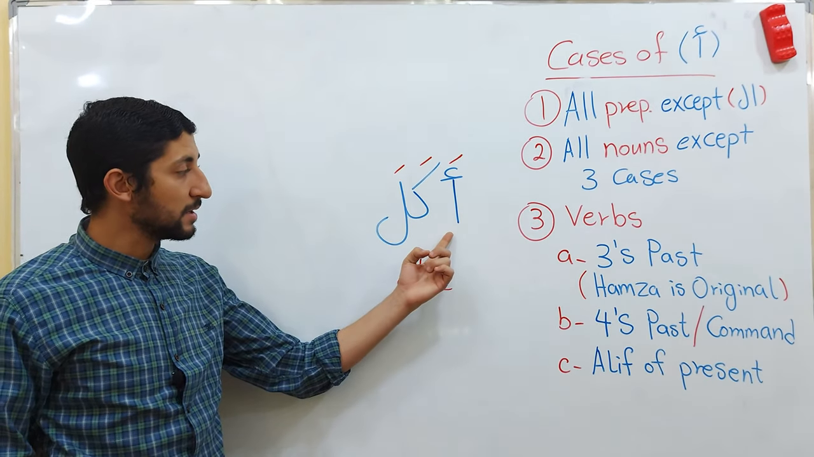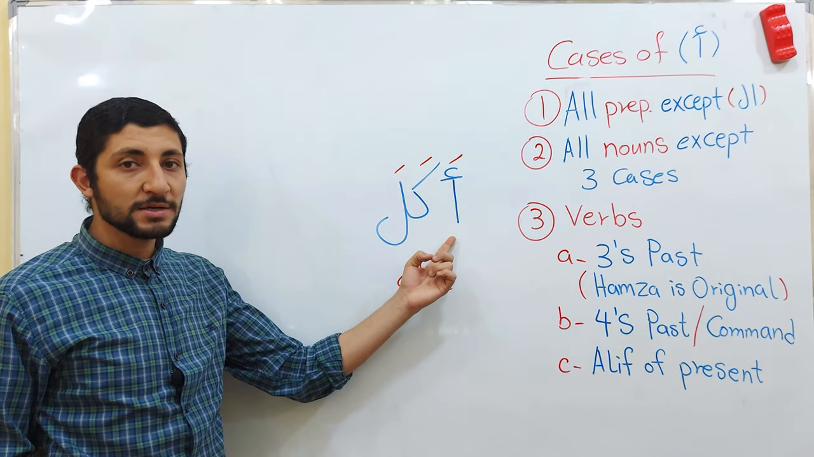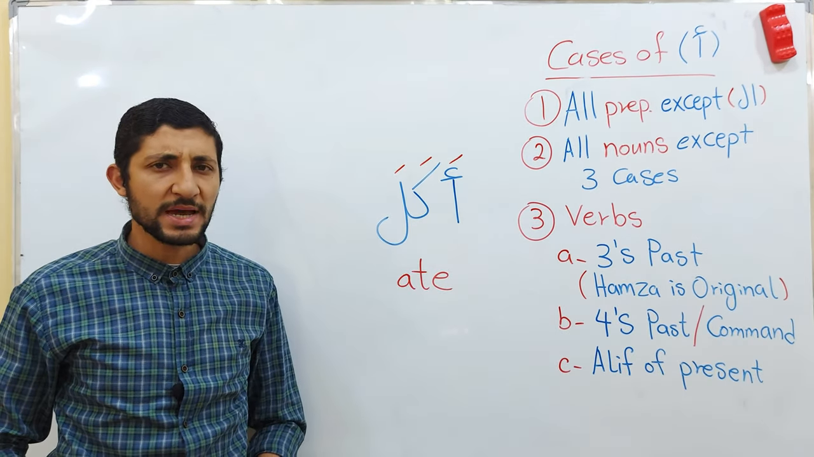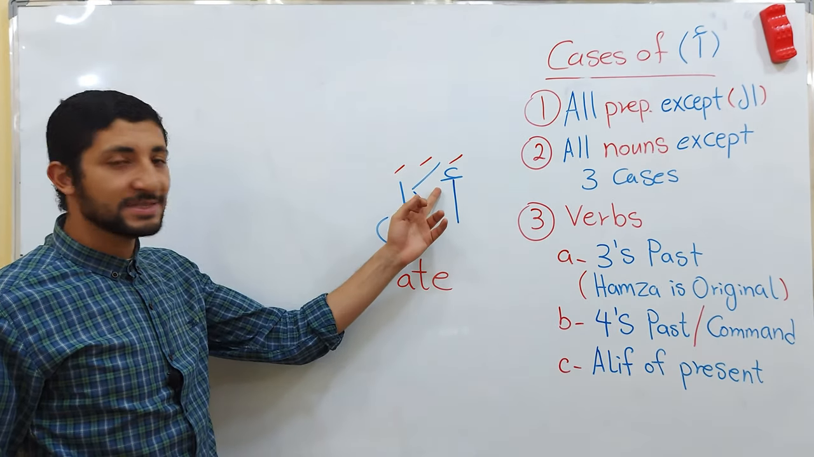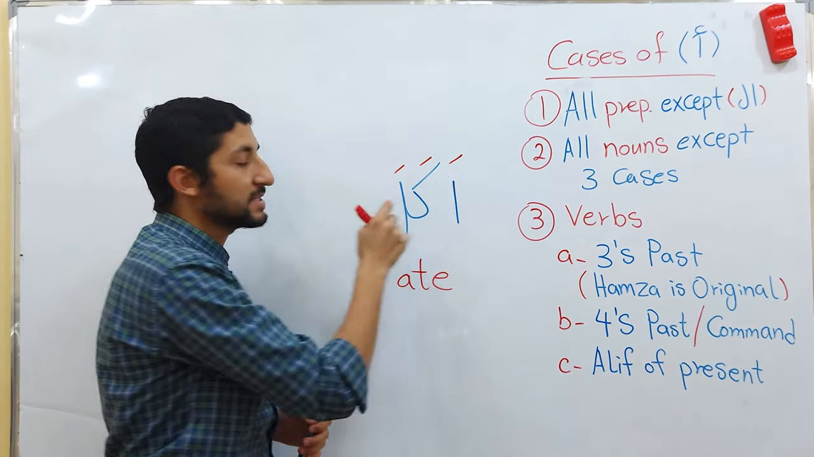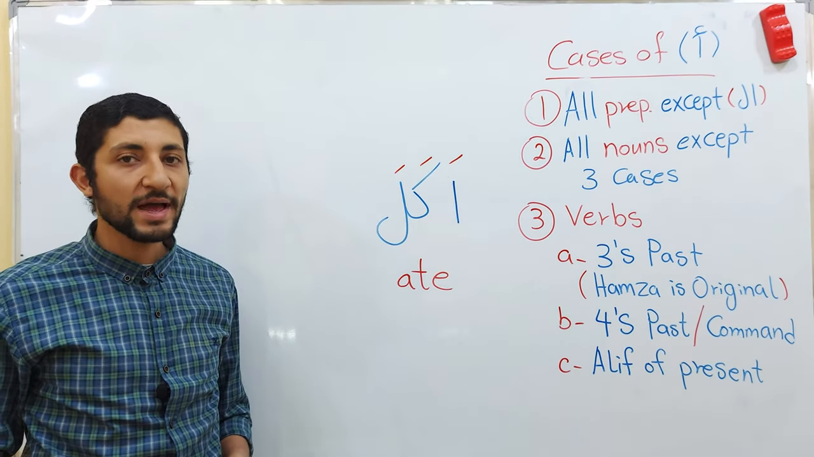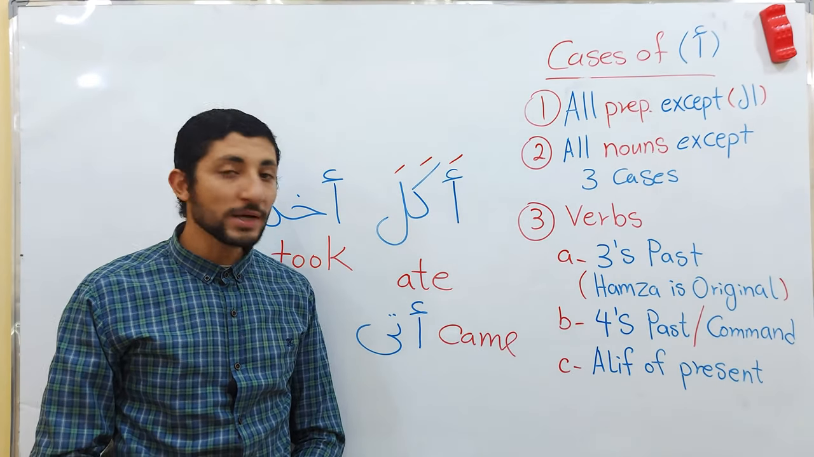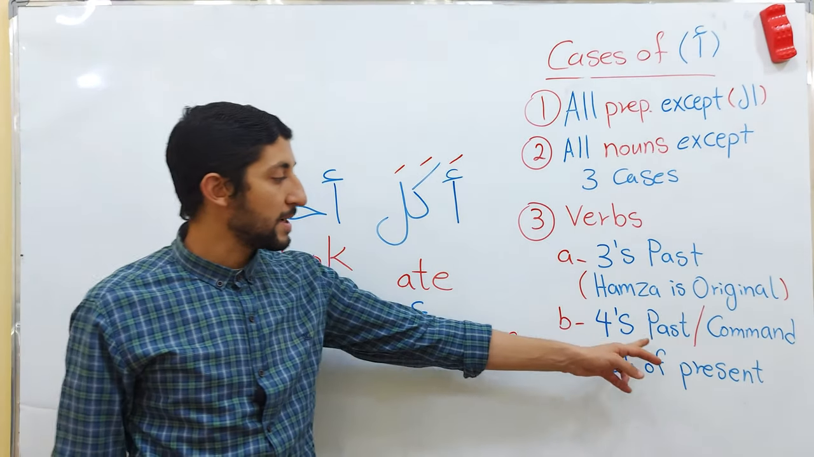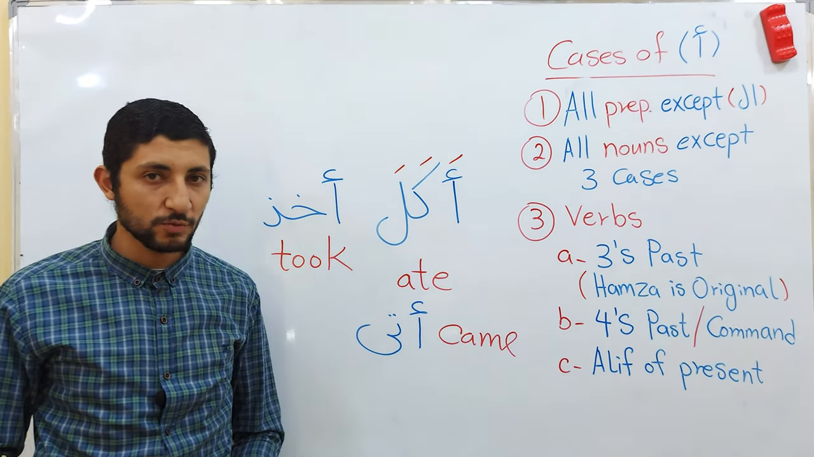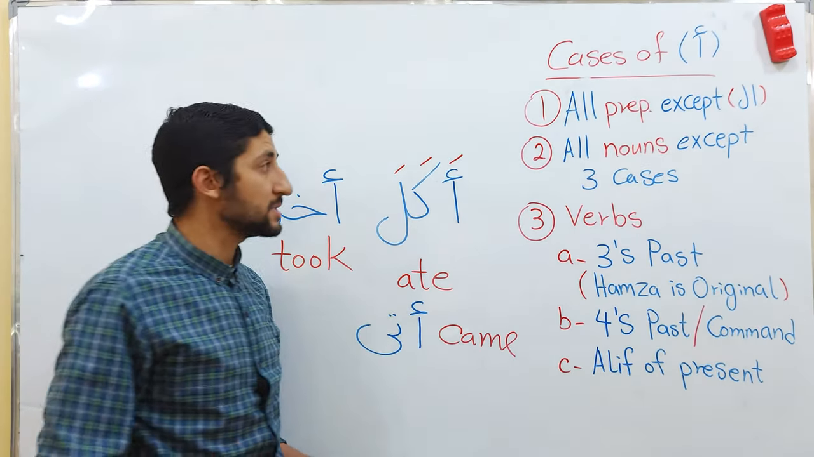And as you can see, it originally has همزة, and this همزة is همزة قطع. How do we know it's همزة قطع? Because it contains همزة. If this همزة is not there, then it is the other type, همزة الوصل or ألف الوصل, okay? So the second one, the past and the command of the quadruple verb, الفعل الرباعي, which contains 4 letters. Let's see an example.